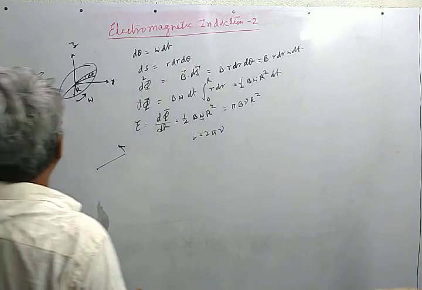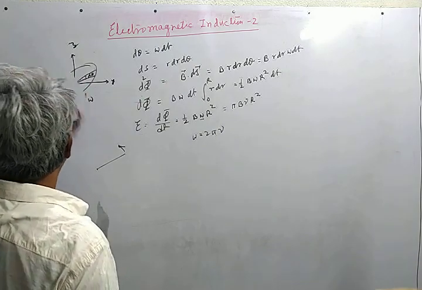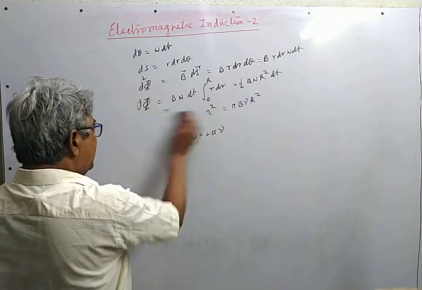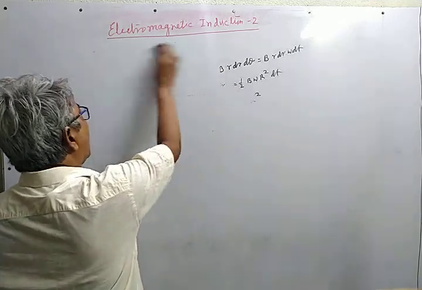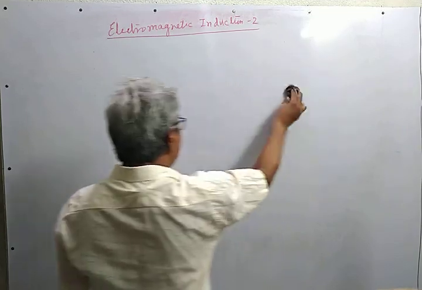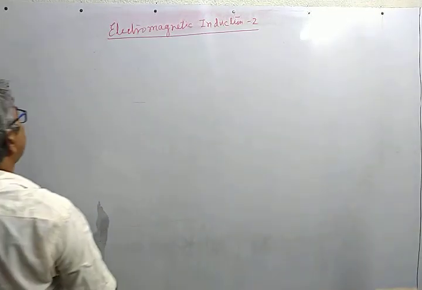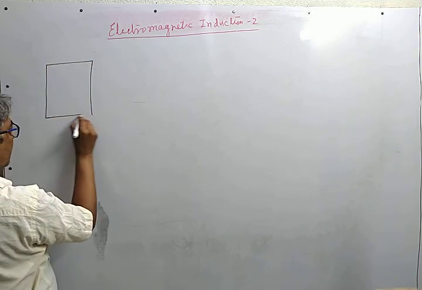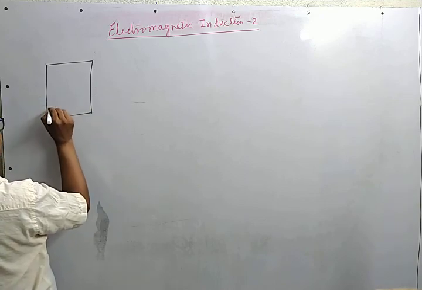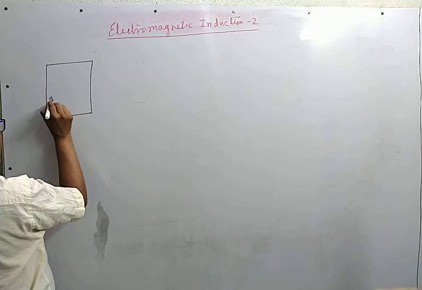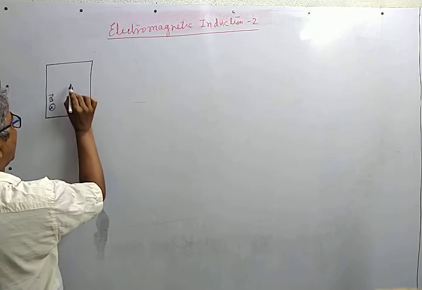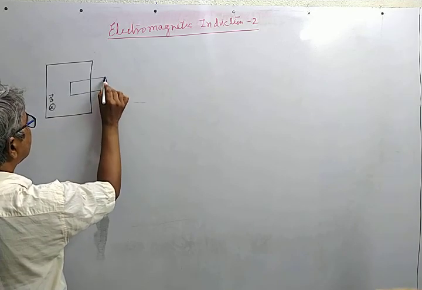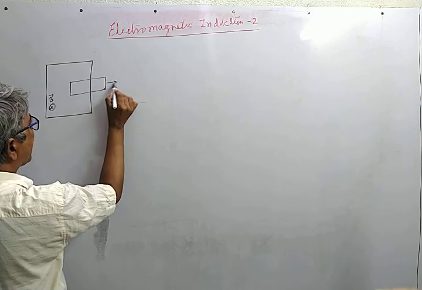Another example, or rather the last example of this category that I am going to consider, is that a rectangular loop is placed in a magnetic field, and the loop is pulled to take it out of the magnetic field. So we consider a region in which the magnetic field B is directed into the plane of the board, and we have a rectangular loop, and our aim is to drag it out.